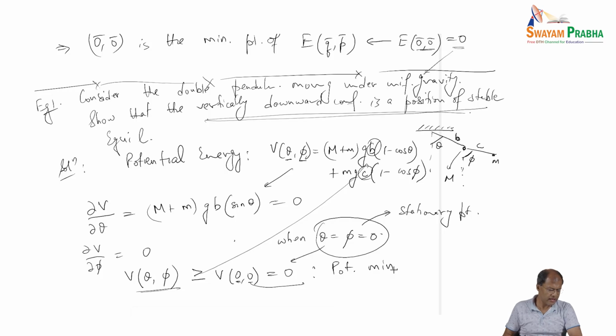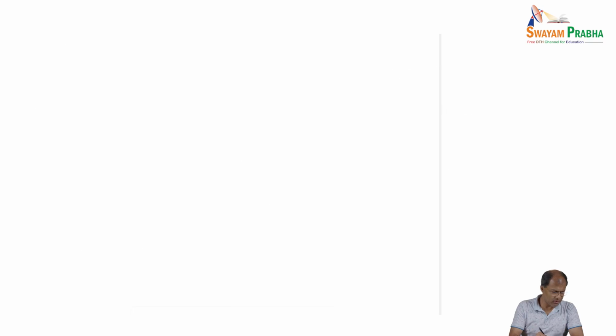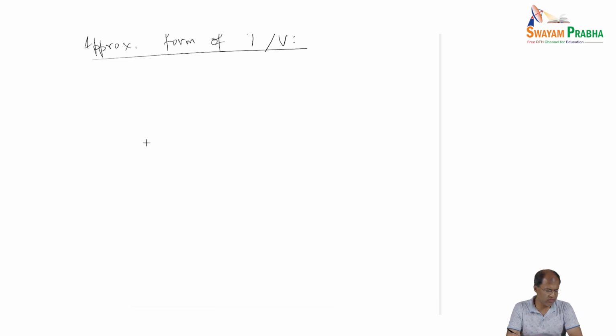So then let us now write down the alternate forms of these potentials for bodies experiencing small oscillations. This is the entire discussion of this module, that is, bodies undergoing small oscillations about the stable equilibrium. So, the approximate form of T and V for bodies experiencing small oscillations.